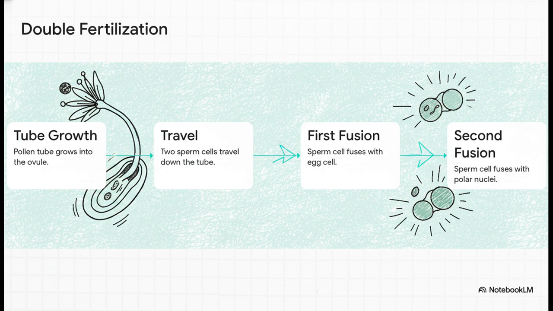The pollen grain actually germinates right there on the stigma and grows a long tube straight down through the style into the ovary, entering the ovule through a tiny opening called a micropyle. Step 2, travel of sperm cells. 2 male gametes, sperm cells, travel down this newly formed tube. Step 3 is the first fusion, which is also known as Xenogamy, and step 4 is the second fusion, this time with the polar nuclei.